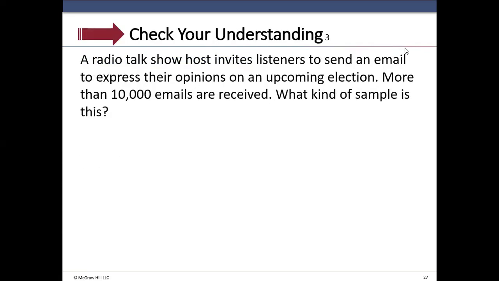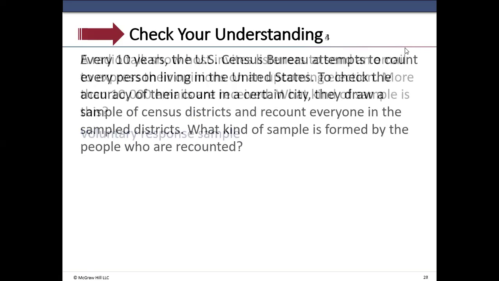A radio talk show invites listeners to send an email to express their opinions on an upcoming election. More than 10,000 emails are received. What kind of sample is this? Voluntary response sample, because only people who are interested will send out emails.